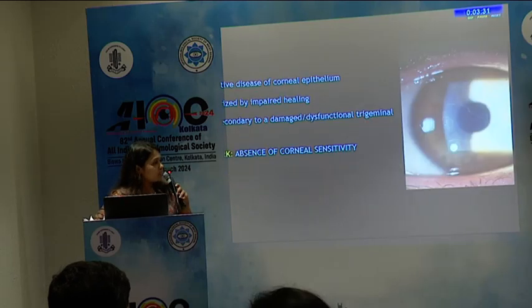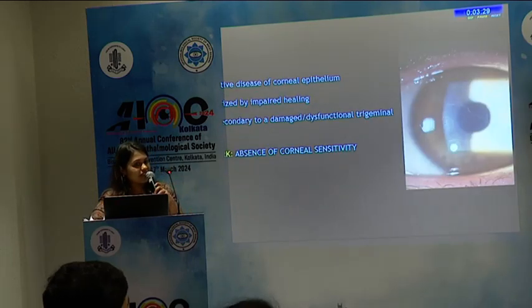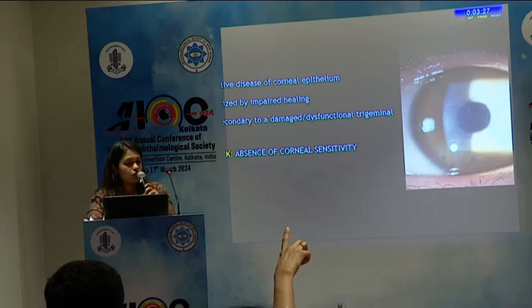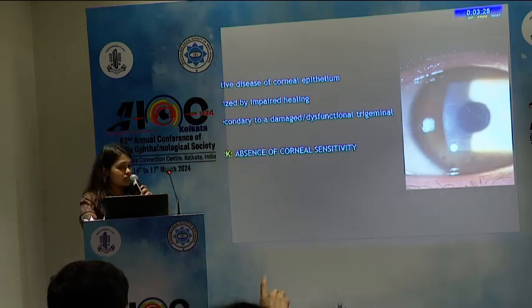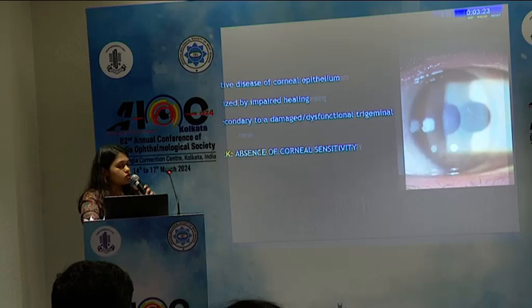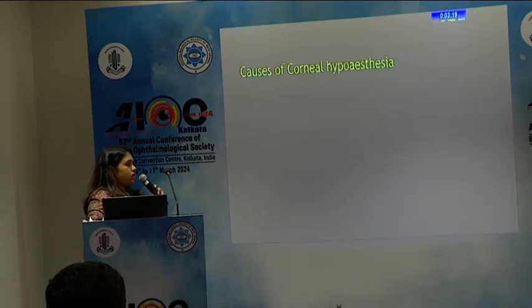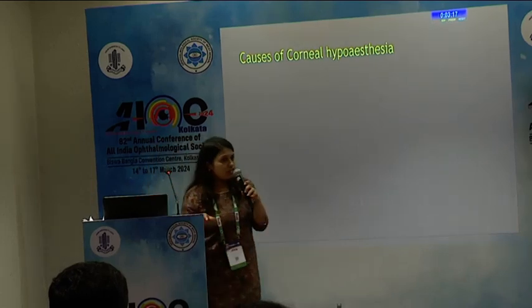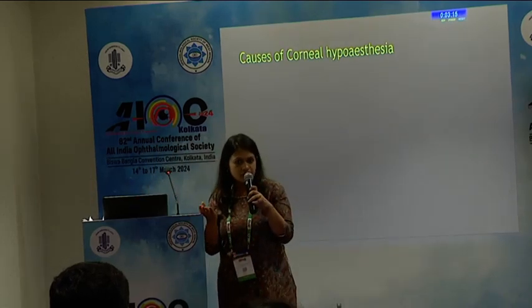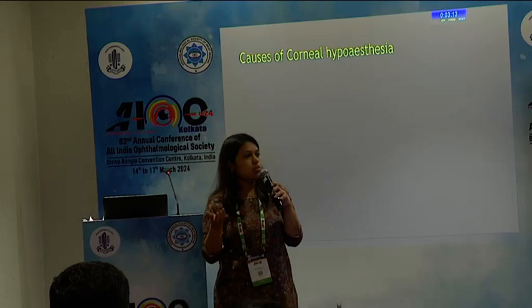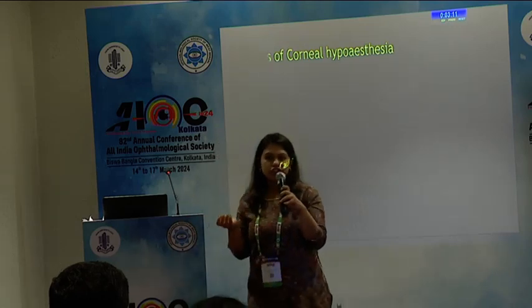It's a degenerative disease of the corneal epithelium characterized by impaired healing, usually secondary to a damaged or dysfunctional trigeminal nerve. The absence of corneal sensitivity is the hallmark. In our cornea, we have nerves and epithelial cells which support each other via neurotrophic and epitheliotropic factors.